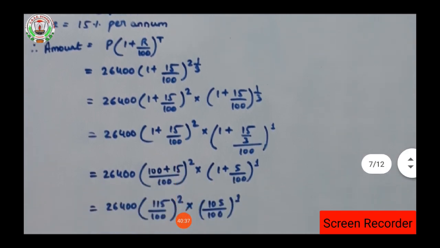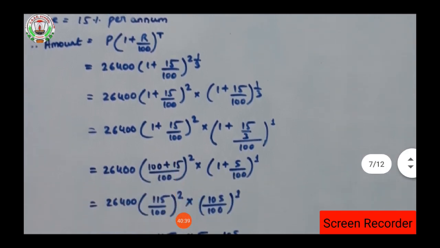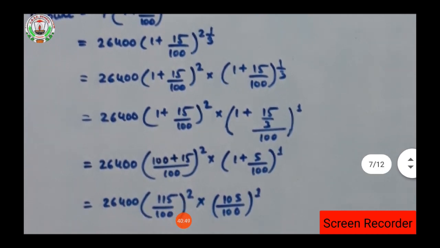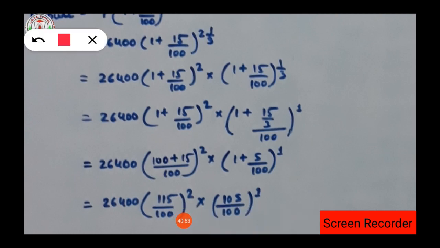So, principal we are having as 26,400 into 1 plus 15 upon 100 whole to the power 2 1 upon 3. Okay, now as I told you in the question number 1 second part, I think how to write the time. 2 1 by 3 year we are having, so we have to separate both the year, isn't it? So for the 2 we are writing separately 1 plus 15 upon 100, and for 1 by 3 we are going to write separately 1 plus 15 upon 100.